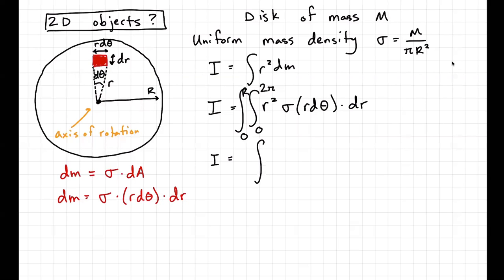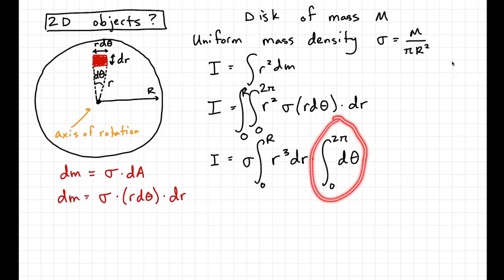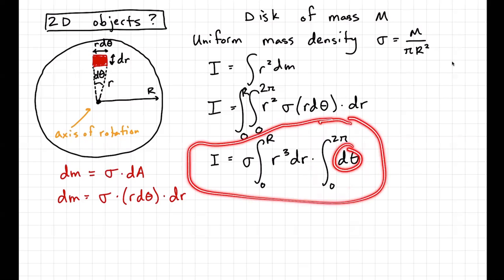I'm going to write this a little bit differently. So 0 to R, r cubed. I can pull sigma out. So sigma integral 0 to R of r cubed dr. And then I just have this other integral 0 to 2 pi d theta. You'll notice that this integral does not depend at all on r, which is kind of nice. The only thing in the whole integral that depends on theta is the d theta.